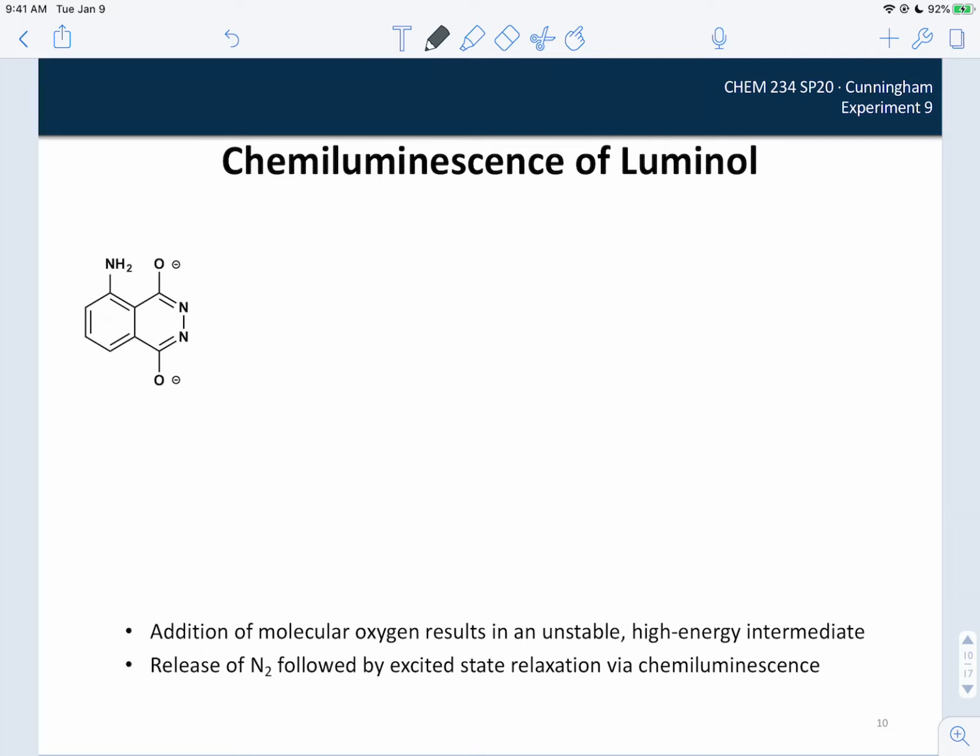All right, let's take a look at the chemiluminescence of luminol. Let's take a look at the mechanism for this process. So I've drawn our major resonance contributor for our structure here of our dianionic form of luminol.